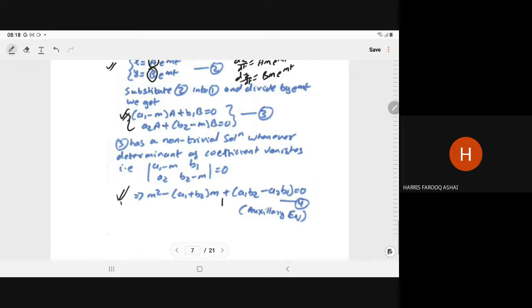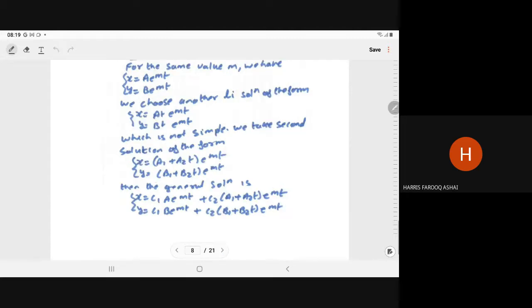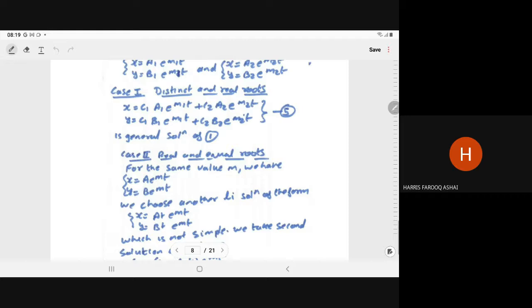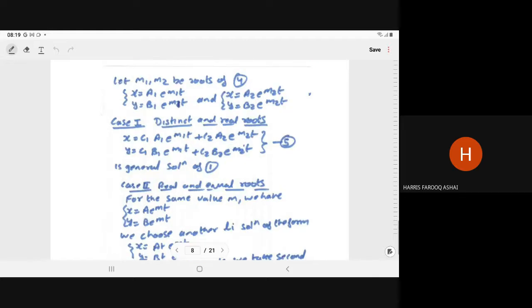This is known as the auxiliary equation. There also we computed the auxiliary equation. So this is also the auxiliary equation, and for this auxiliary equation we have the roots. The roots may be real and distinct, real and equal, or complex in a conjugate pair, right. So depending on the roots we have different types of solution. So here we are taking the cases.